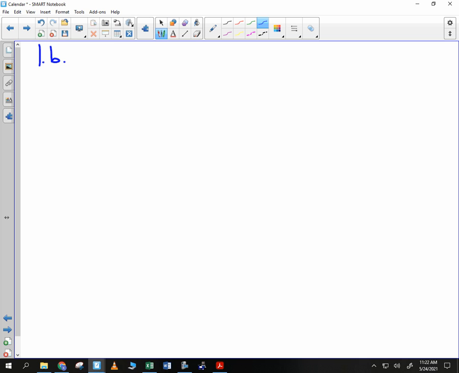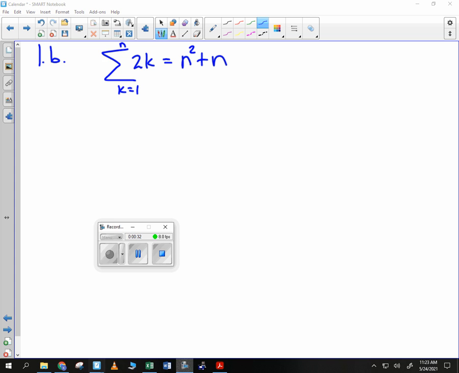And they're very similar. This one, you're doing the summation from k equals 1 to n of 2k is equal to n squared plus n. So what I'm going to have you start by doing is just expand that. See if you understand what it's even saying. Expand it, just see what you get.